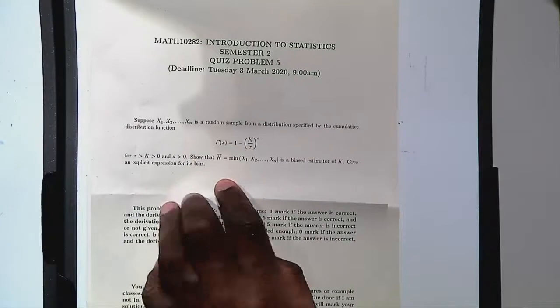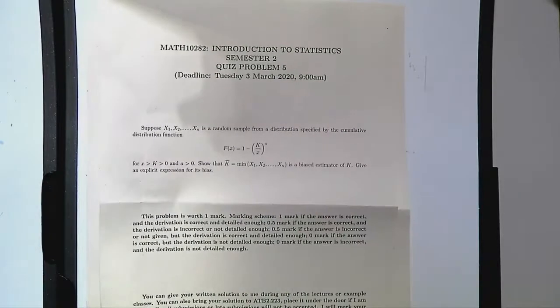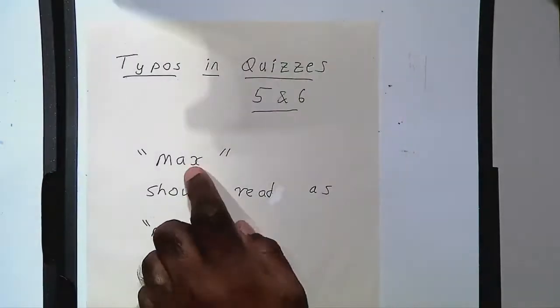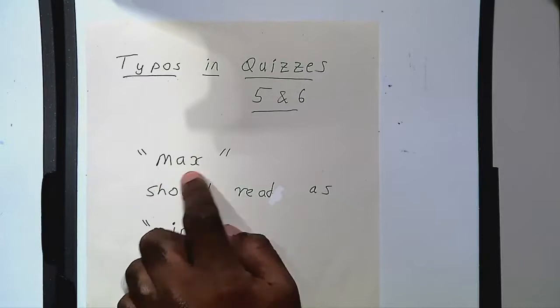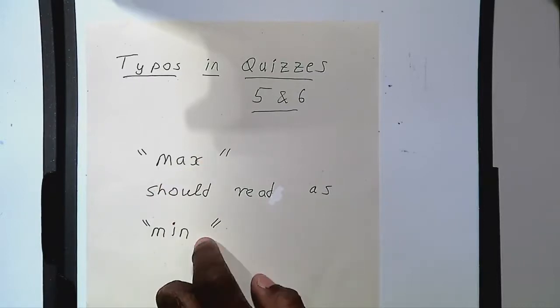So if you have already printed quiz 5 or quiz 6, please make the corrections, okay? I apologize for the typo. All right, the typo is that it read as max, which is not correct. It should read as min, not max, okay? All right, guys.